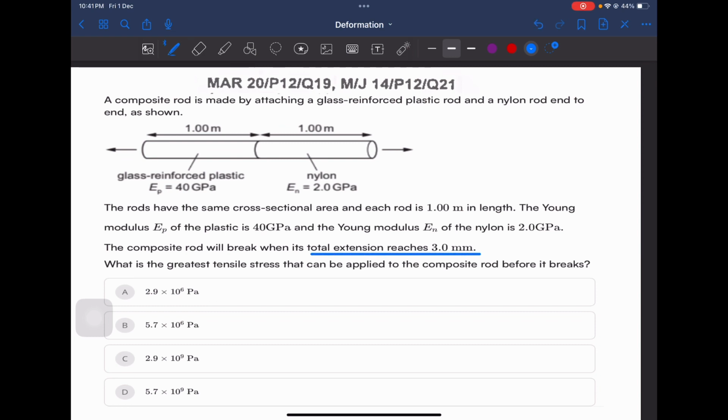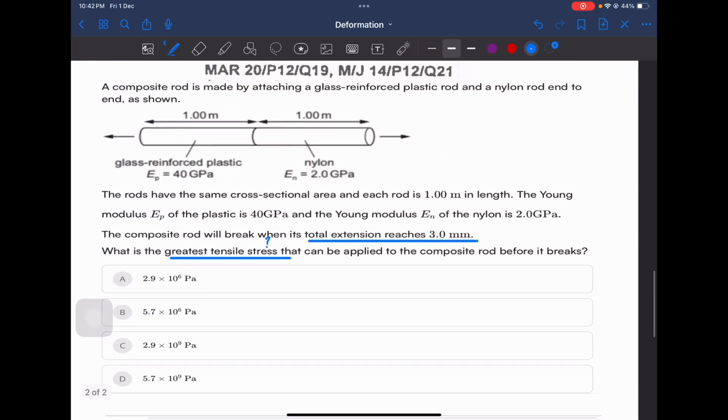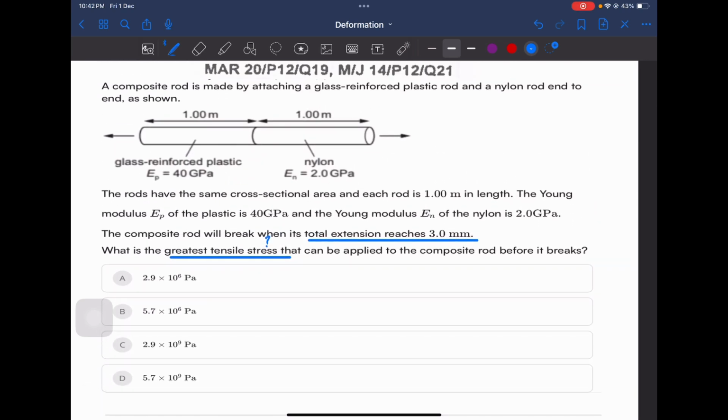Now what is the greatest tensile stress that can be applied to the composite rod before it breaks? This is something that we are supposed to find out. Let's go through the formulas first that can be used over here. What is the formula for stress? Just a quick recall. Stress is force per unit area. Perfect. What is the formula for Young's modulus? Young's modulus is stress over strain.